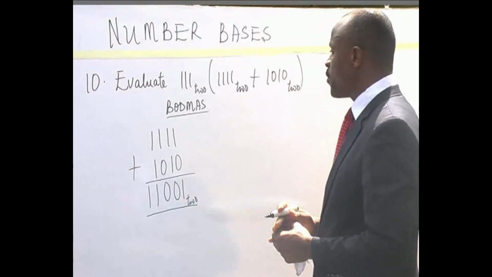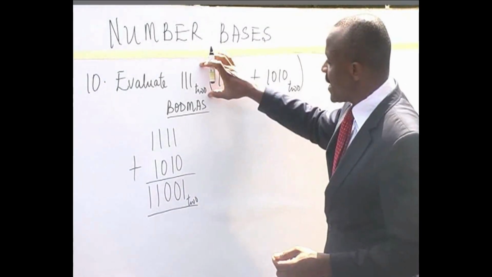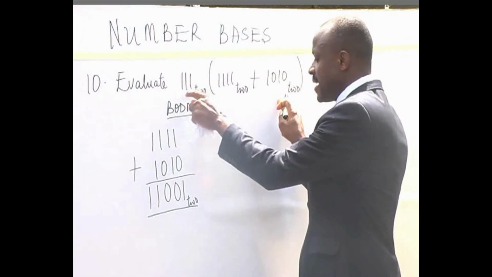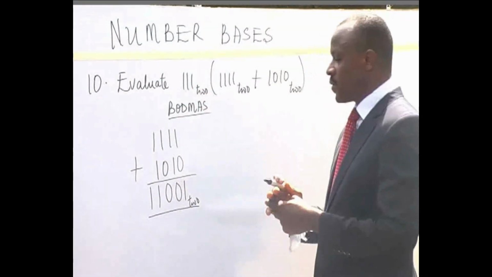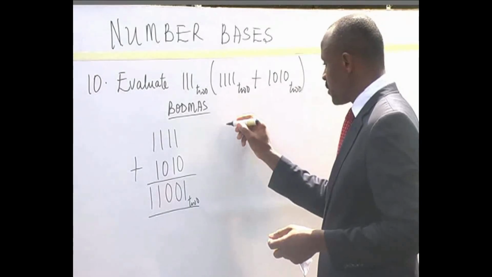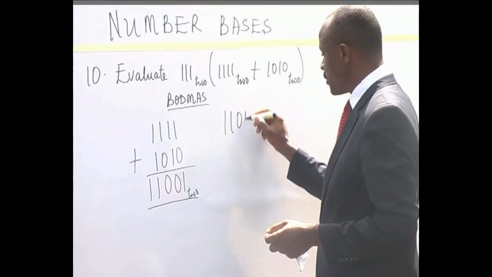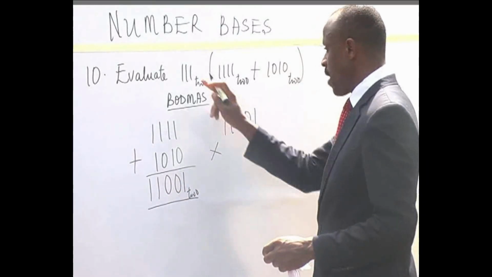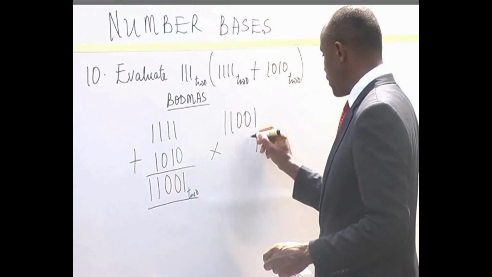So what I want to now do is, what you have outside is multiply what you have inside. That means we are going to multiply this and the answer we got here. That will give us 11001. I've copied this. Times, we have 3 digits here: 111.